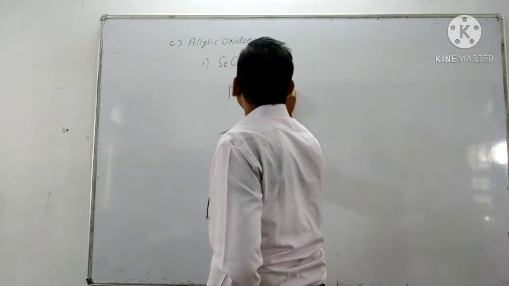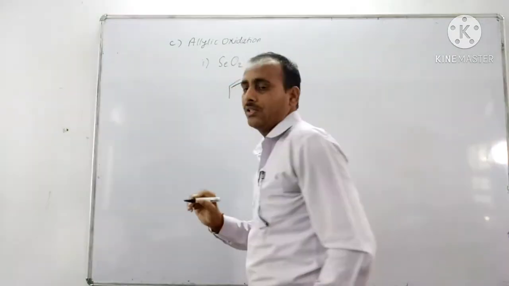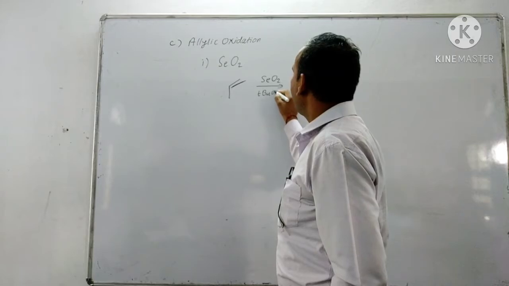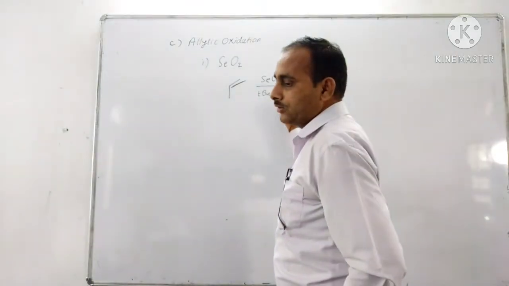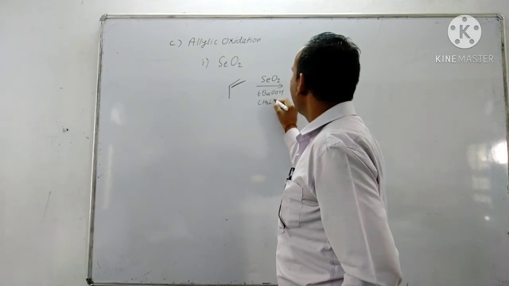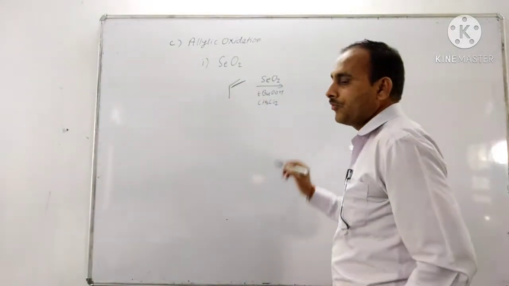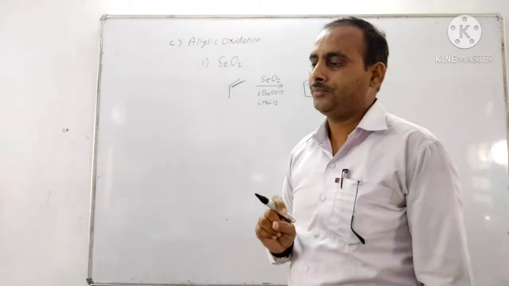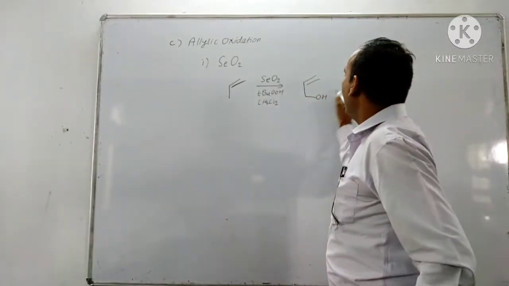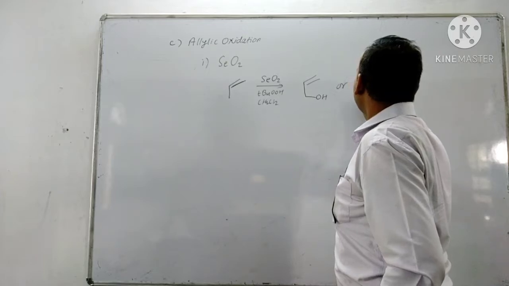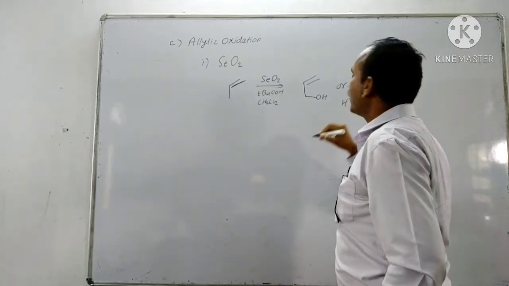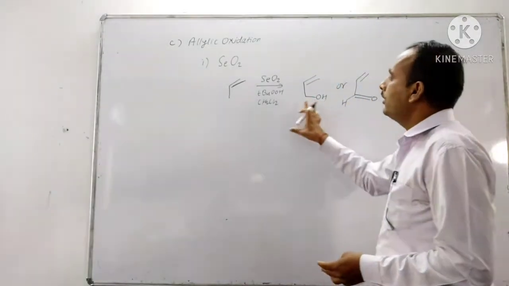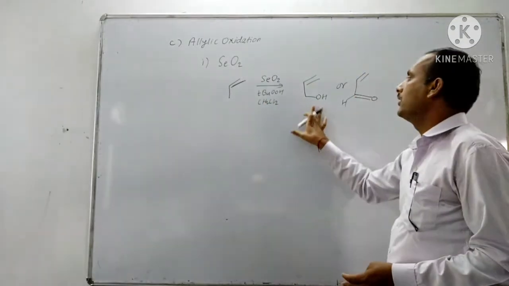This alkene, by using selenium dioxide in presence of tertiary butyl hydroperoxide and CH2Cl2, DCM, as a solvent, then it gets oxidized to form the allylic alcohol, or the allylic carbonyl compound is formed, aldehyde or ketone may be formed. So let's see the mechanism of how this conversion takes place.